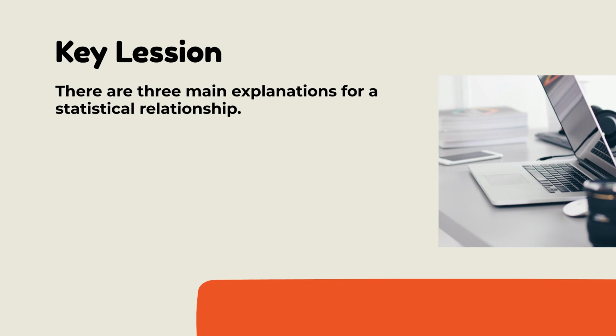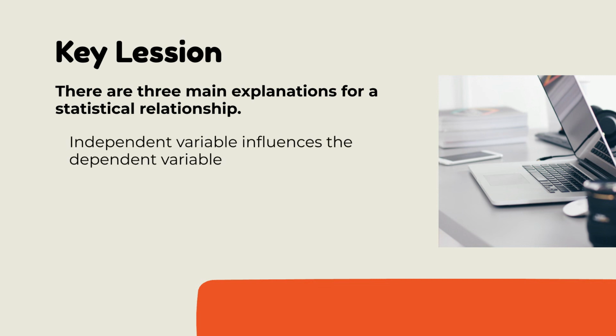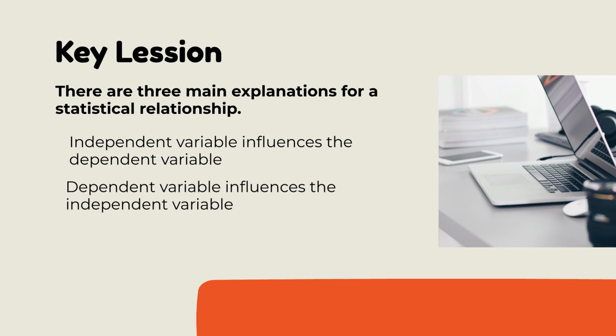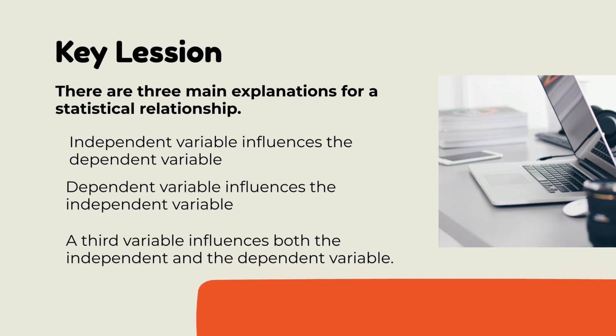statistical relationship. The first is that the independent variable influences the dependent variable. The second explanation is that the dependent variable influences the independent variable. And the third explanation is that a third variable influences both the independent and the dependent variable. And in an ideal research design, only the first explanation is possible. So the only possible explanation is that the independent variable influences the dependent variable.